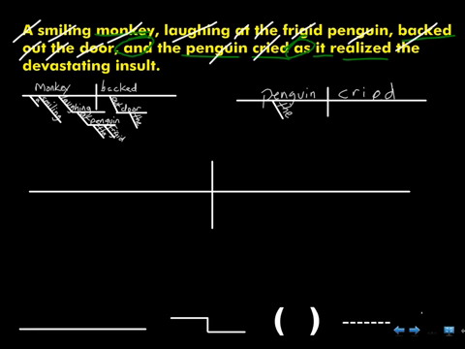Ignore the conjunctions for a moment. Remember, "and" and "as" are our conjunctions. It realized. And then, isn't insult a direct noun? That's right, because it's the thing that it realized. And then the devastating insult.